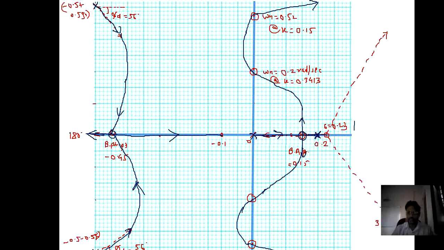From the next lecture we will start a new unit, which is the last unit, Bode plot. Okay, so thank you.